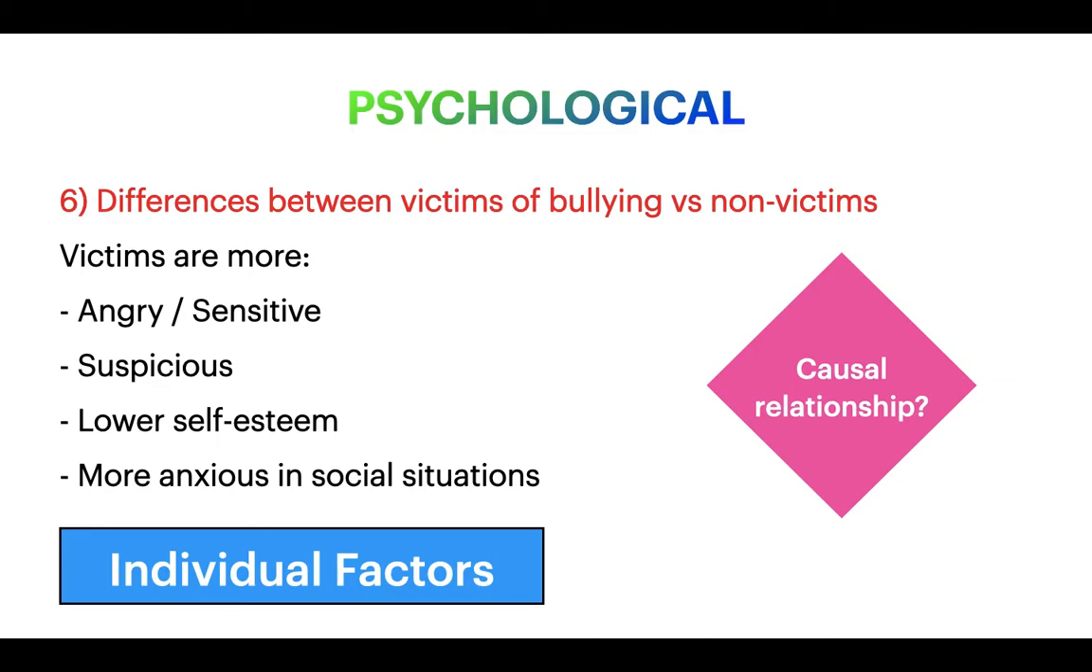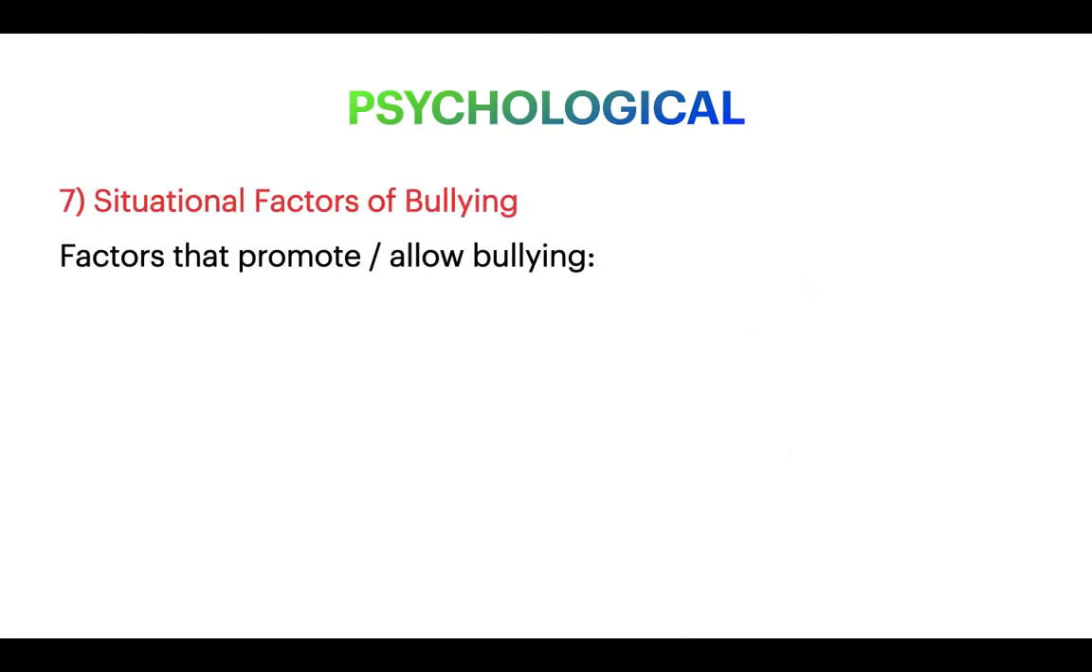What I wanted to say was that what researchers have found is that people who get bullied tend to exhibit these individual factors, right? So people who get bullied tend to be people with a lower sense of self-esteem, tend to be people who are more anxious in social situations, right? So these are individual factors of the victim that seem to suggest that people who have these factors tend to get bullied more. Whereas these are situational factors, for example, what are the situations that promote or allow bullying?